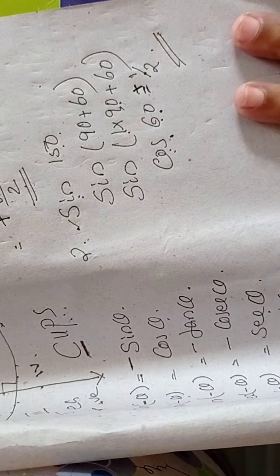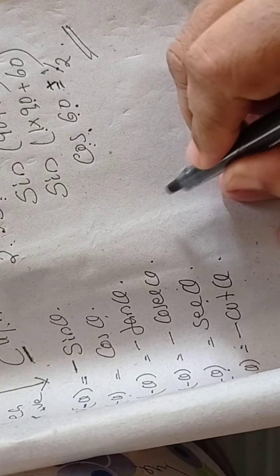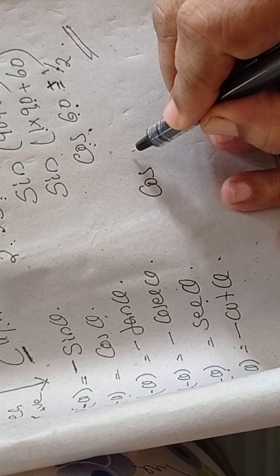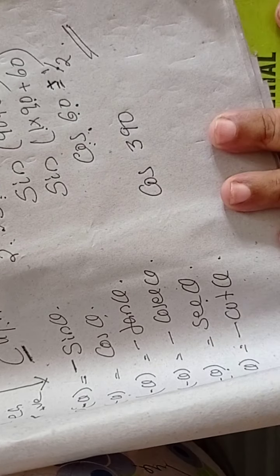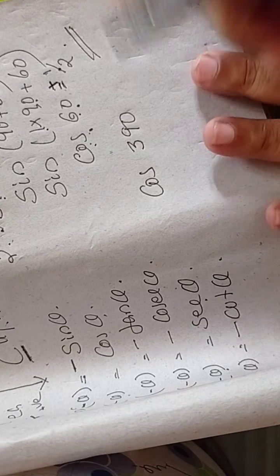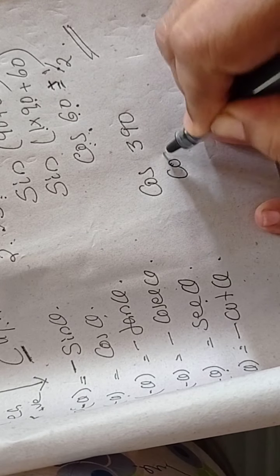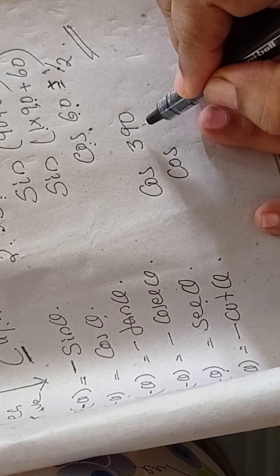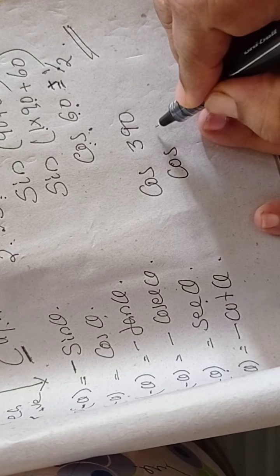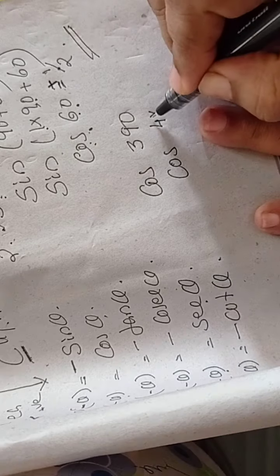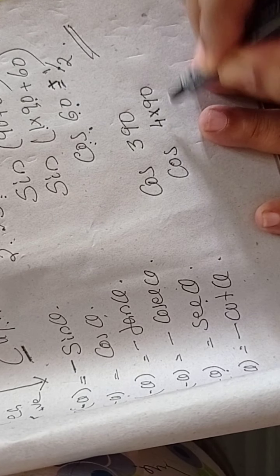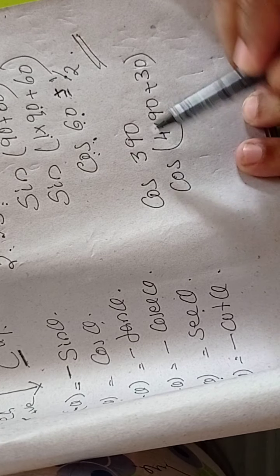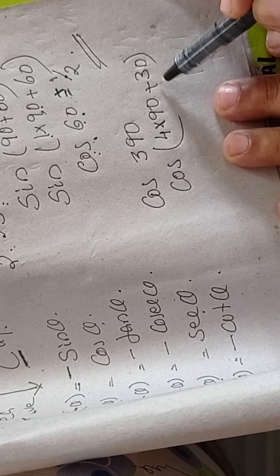Understand? Now, write another question. Cos 390. How can you take cos 390? Using the calculator, 390 by 90. We can write this as, 4 is the quotient. 4 into 90, 360 plus 30. Agree? Cos 390 is cos 4 into 90 plus 30.